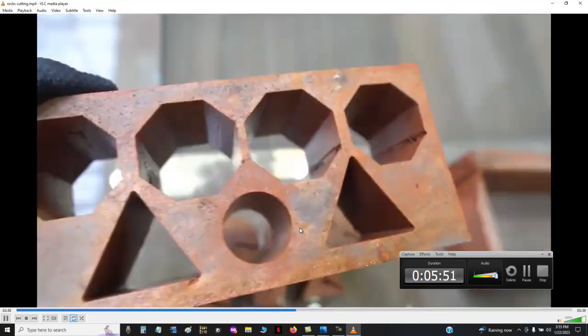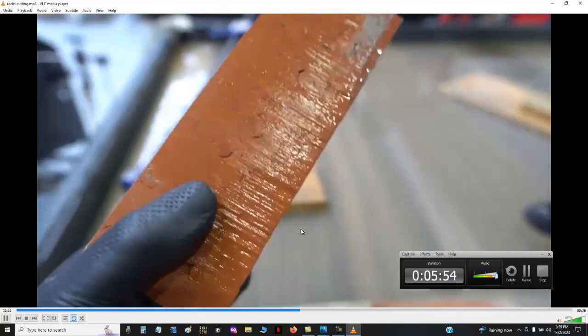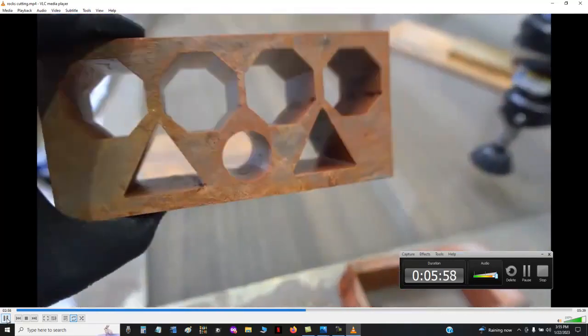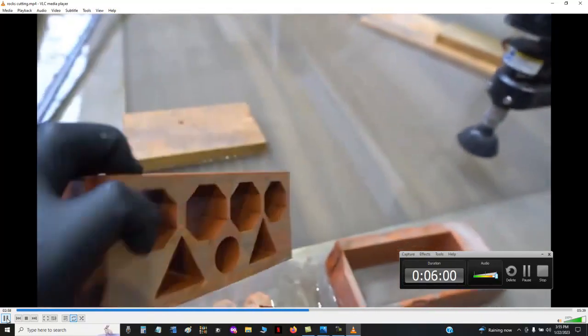But as you can see, that's a nice clean cut. Very nice clean cut. And see right there on the sides, like you've probably seen in walls and things of that nature with those types of marks.